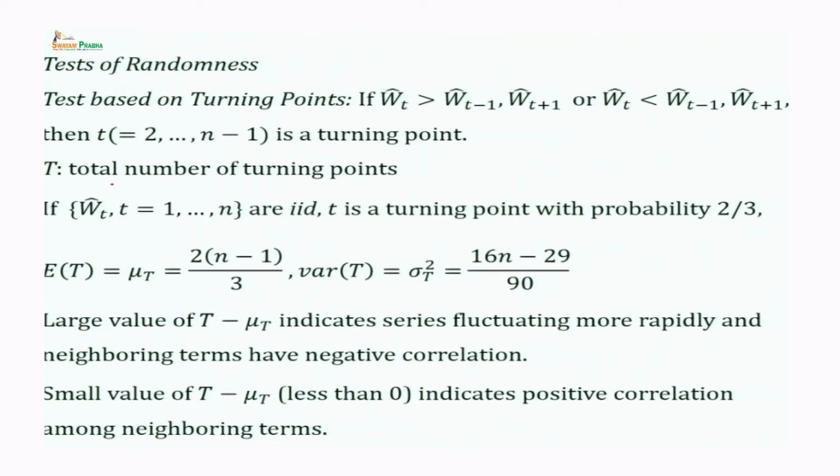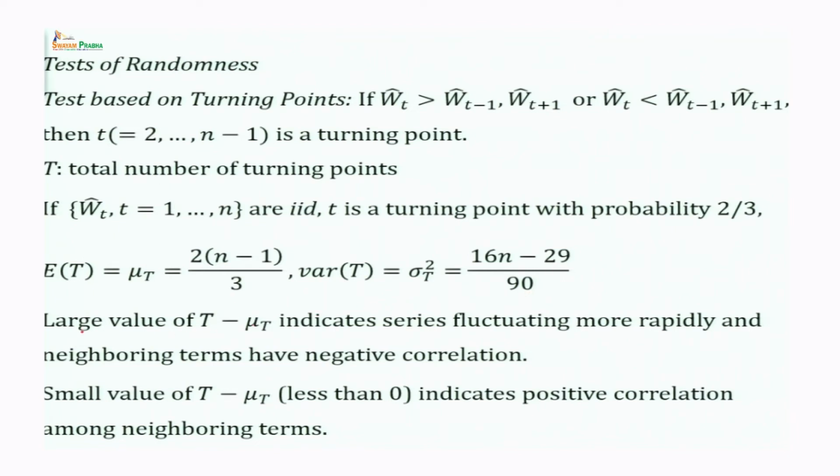Now, suppose capital T is the total number of turning points. Then, if W hat t for t equal to 1 to n are IID random variables, then t is a turning point with probability 2 upon 3. And in that case, the expected value of T, say we denote it by mu T, is 2 into n minus 1 upon 3. And variance of T is equal to 16 n minus 29 upon 90.